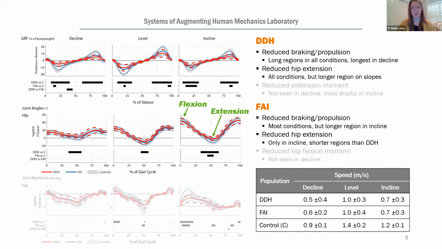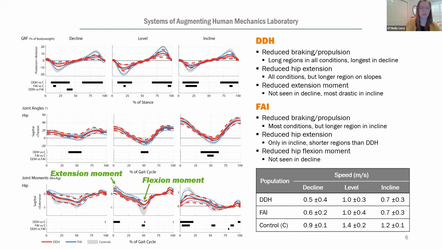And then finally, we looked at joint moments. So we saw reduced extension moments in dysplastic patients in initial stance, but we saw reduced hip flexion moment in FAI during pre-swing. But we did not see that in the decline. It was only level and incline.